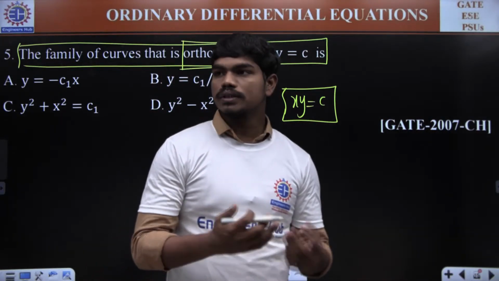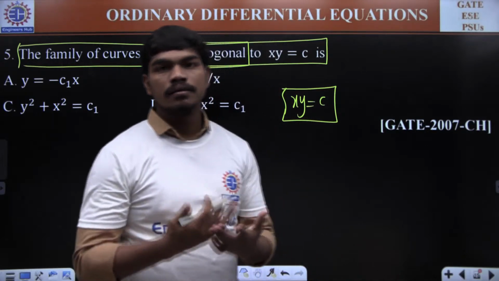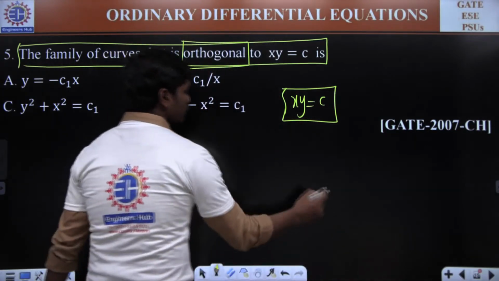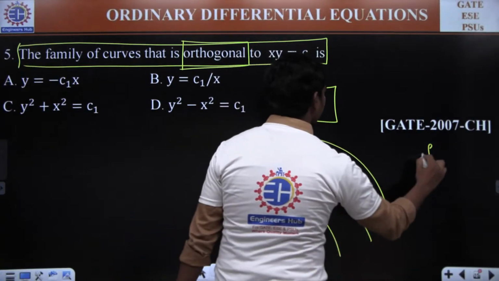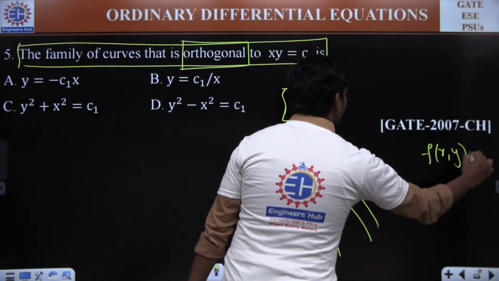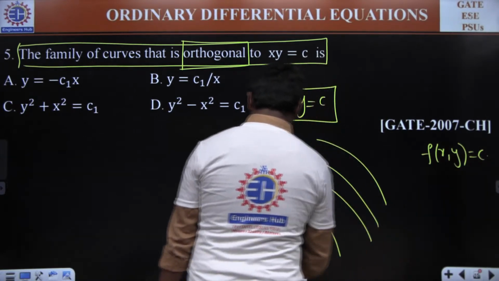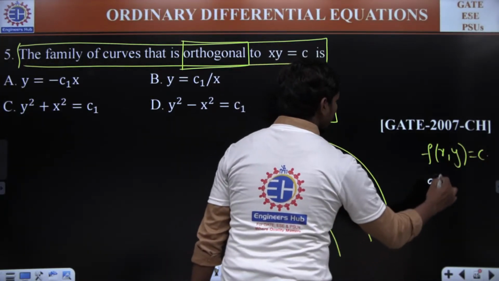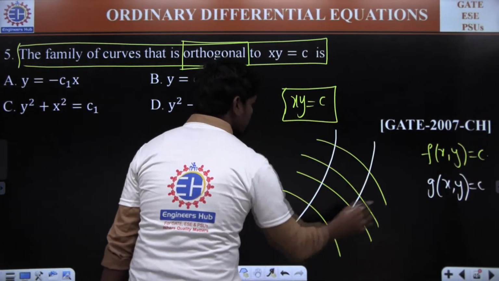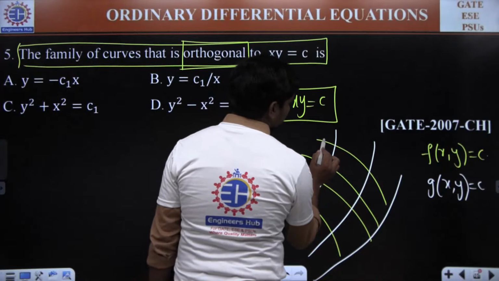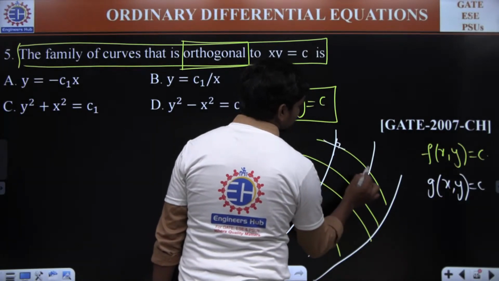Okay, so what's the meaning of orthogonal? They are intersecting perpendicular to each other, correct? So suppose if you have some curves like this, which are given by f of x comma y is equal to constant, and if you have some other set of curves which are given by g of x comma y is equal to constant, and for example if the curves are looking something like this, then at this point of intersections if you draw tangents they will be perpendicular.